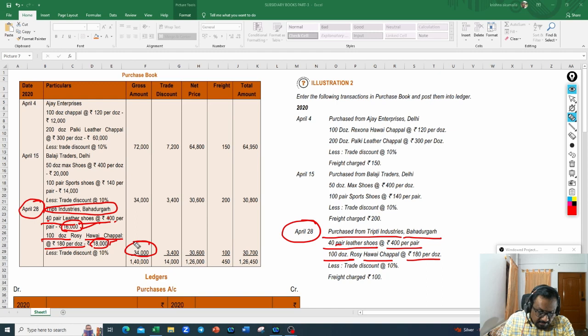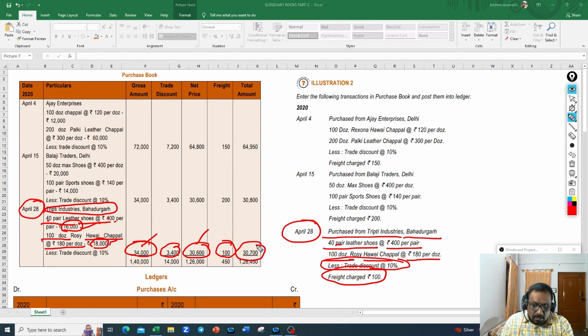Clear? In this 34,000, he is asking us to reduce 10% trade discount again. So 10% trade discount on 34,000 is going to be 3,400. If I remove that 3,400 trade discount from here, my net purchase is going to be 30,600. Then he also charged freight of 100 rupees. So let us include 100 in the freight column. So your total amount is going to be 30,600 plus this 100, 30,700 is your total purchase after trade discount.